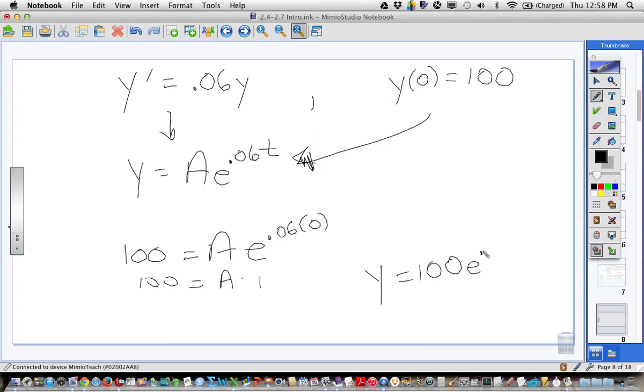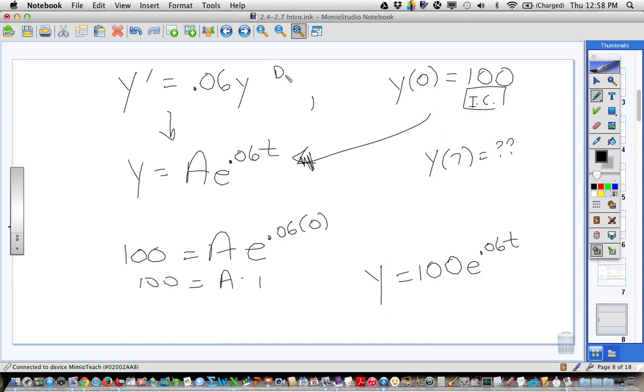And now we got 100 e to the 0.06t, because what they usually do on these questions is they say 6% interest, here's your differential equation, you put $100 in at the beginning, and how much do you have 7 years later? So what do you do next? Put a 7 in for t. What they're asking is, now what's y of 7? They told you y of 0 is 100. This is called an initial condition, IC.